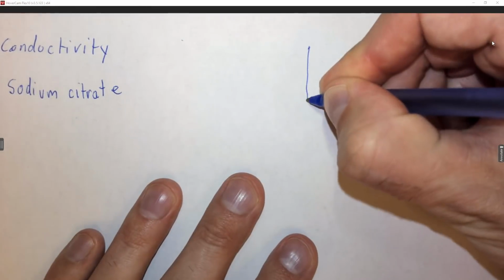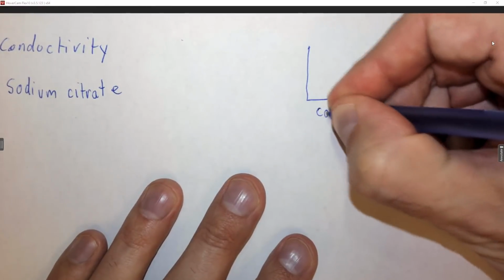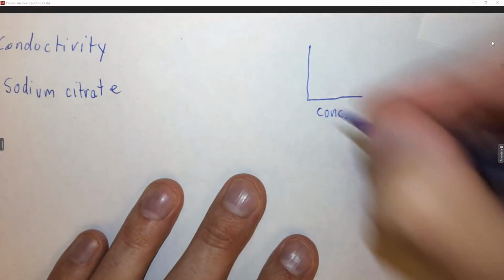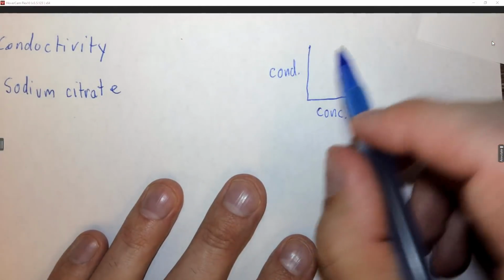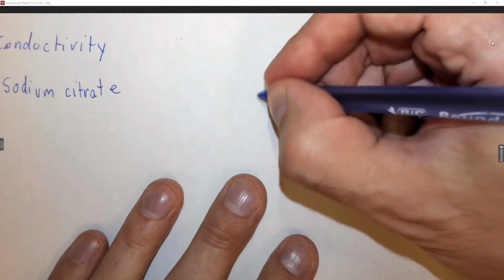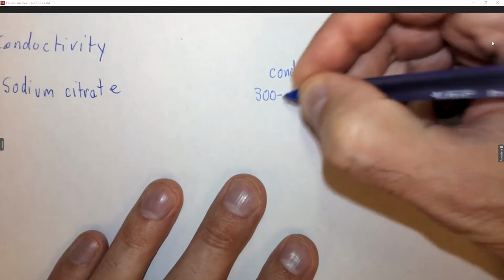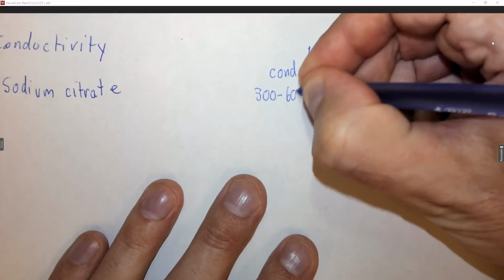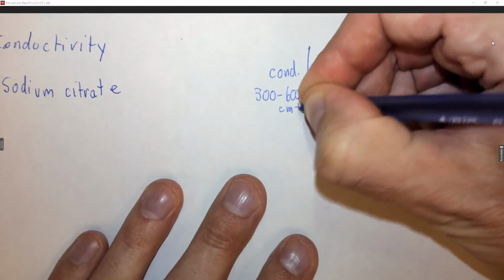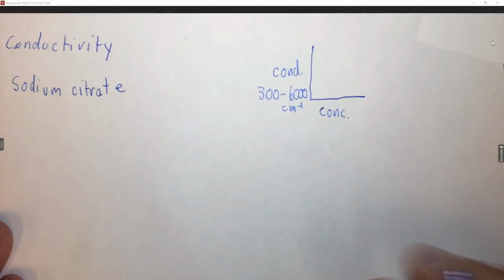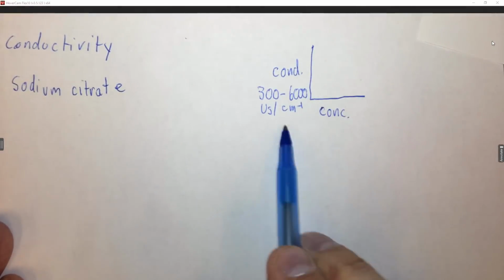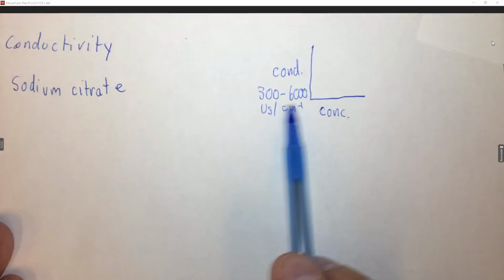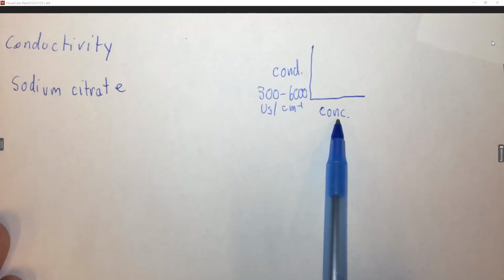We're going to make a calibration curve where we have concentration on this axis, and we have conductivity on the y-axis. And in this case, our conductivities must be between 300 to 6,000 microsiemens per centimeter. So these are your conductivity ranges based on your concentration ranges.